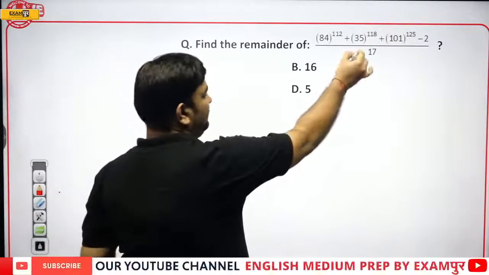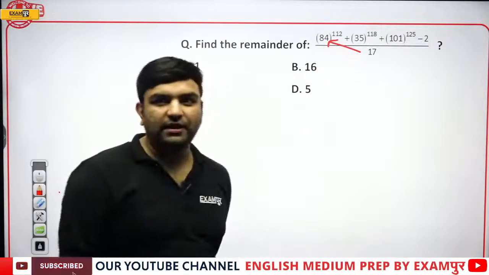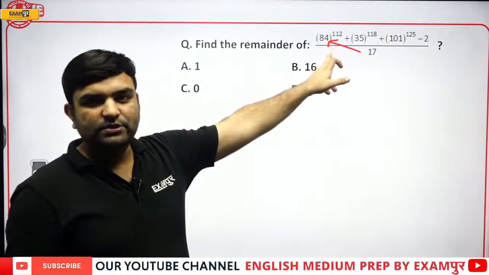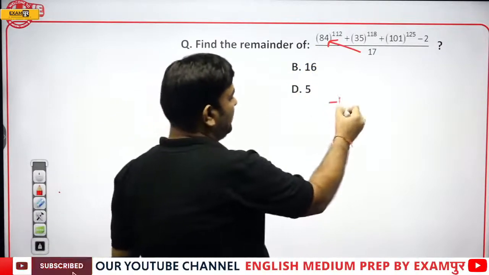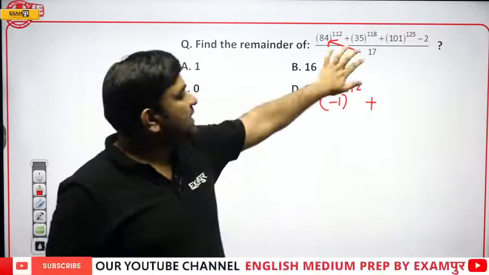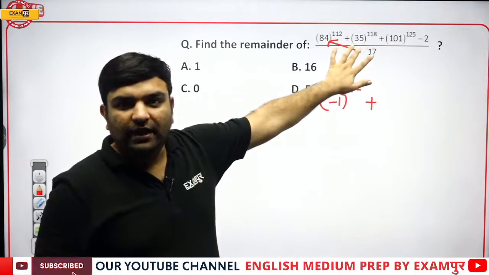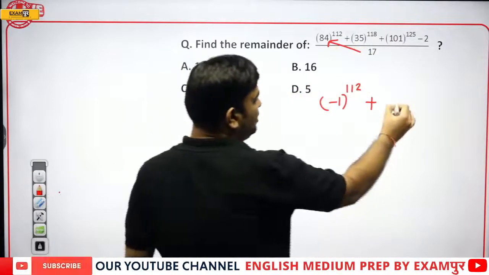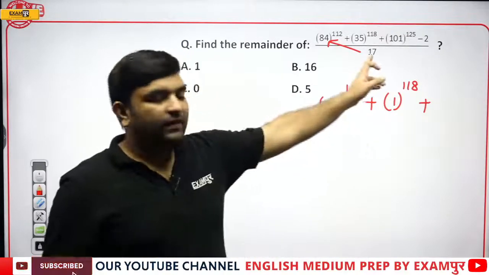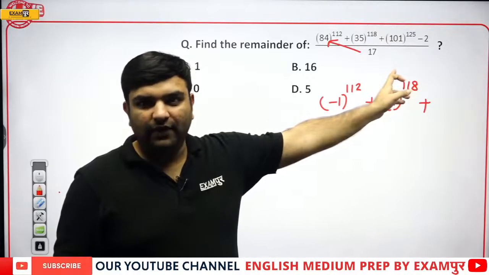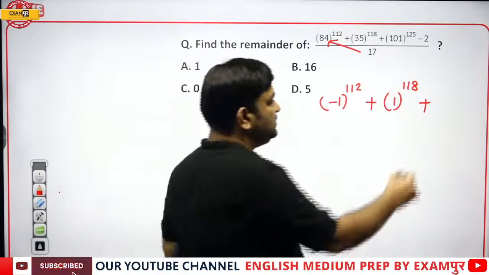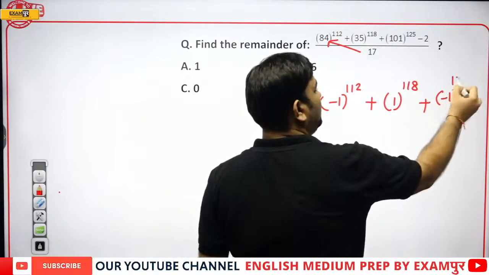17 5 ja 85. So this is 1 less than 85, so negative remainder of 1. 17 2 ja 34. This is 1 more than 34, so positive remainder of 1. 17 6 ja 102. It is 1 less than 102, so negative 1 remainder. Minus 2.